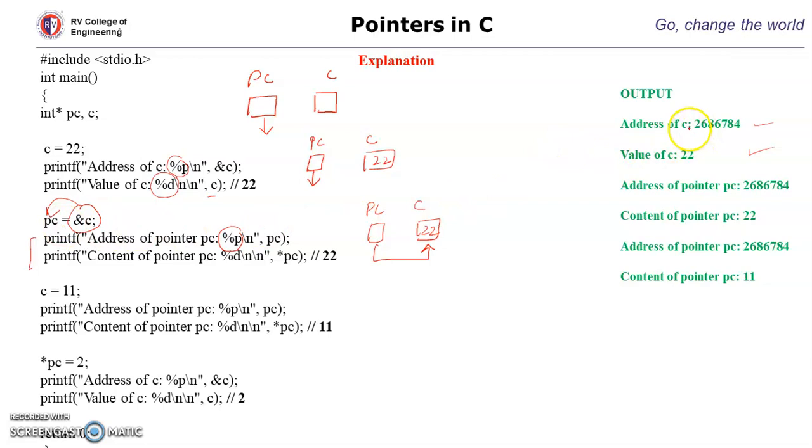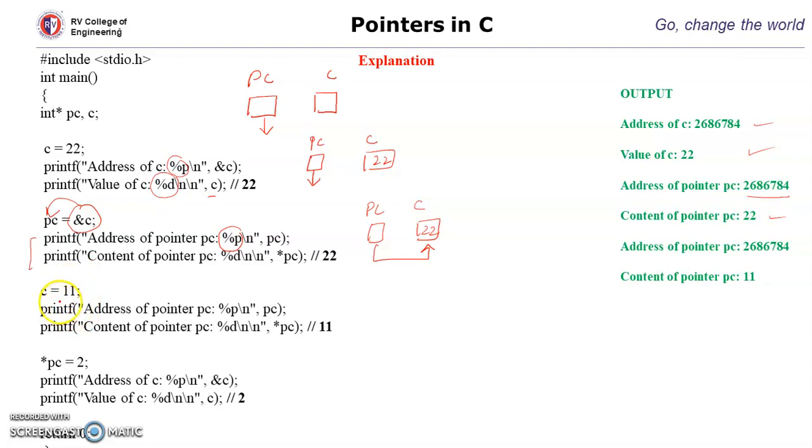So what is the address of c in the previous statement? We got that, so the same value will be printed again for the address of the pointer. And for the content, meaning the value at this particular address location, we need to write *pc. Because now pc is pointing to variable c, and the value stored in c is 22, so 22 will be printed.